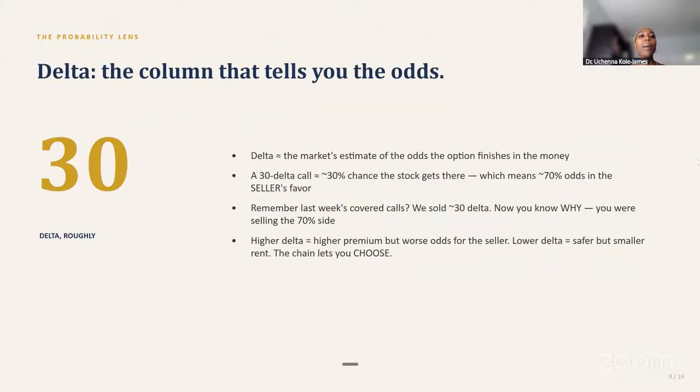Okay. The probability. So also the delta, we talked about that. The column that tells you the odds. So delta: when I'm a seller, I'm selling out of the money, because in order for me to make money as a seller, I need my option contract to stay out of the money by expiration. As a buyer, I want to buy options that are in the money usually, unless I think it's going to make a big giant move, going from out of the money to in the money.